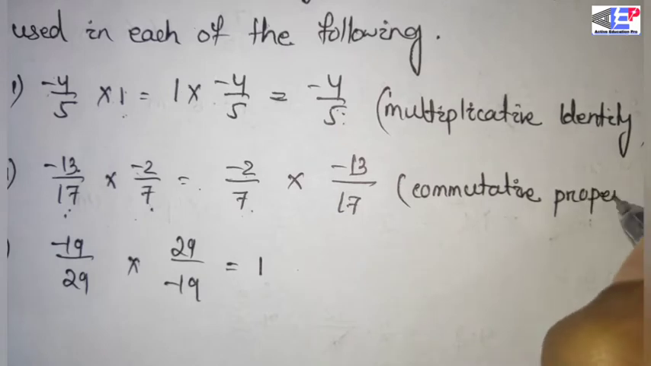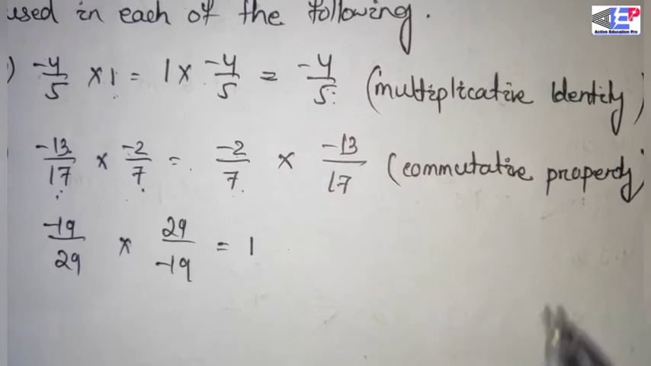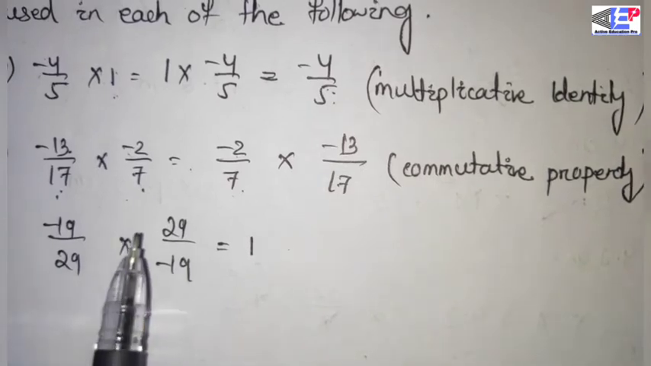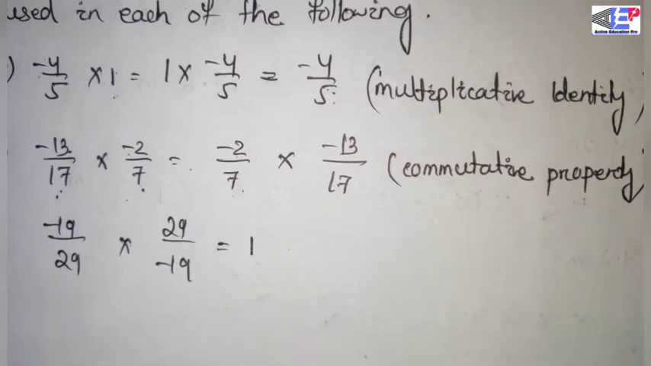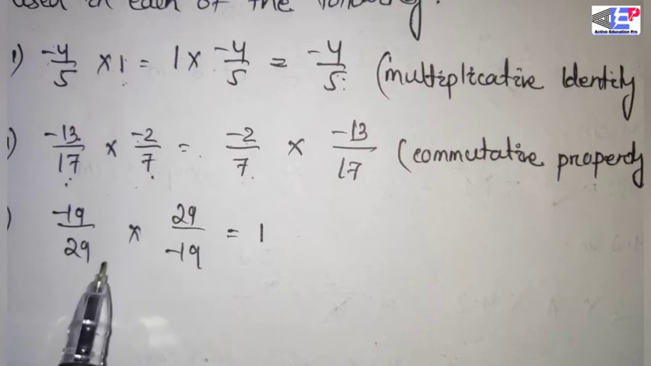Commutative property of rational numbers. You know multiplication of rational numbers is commutative. So here in the second bit, it follows the commutative property of rational numbers. In the last bit, minus 19 by 29 when multiplied by 29 by minus 19 is 1.